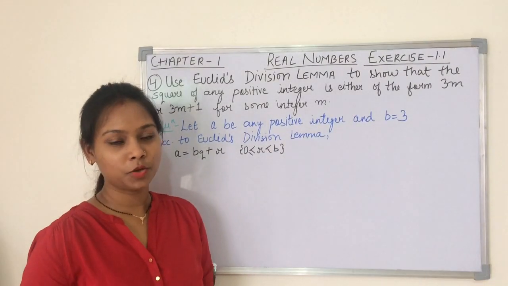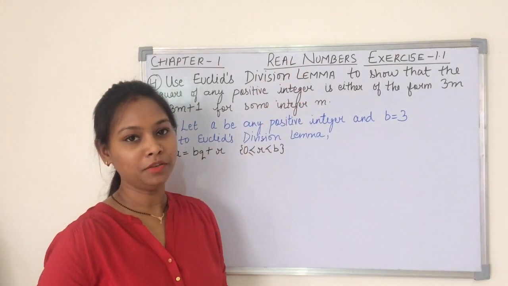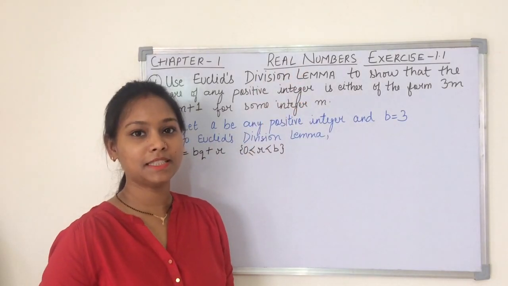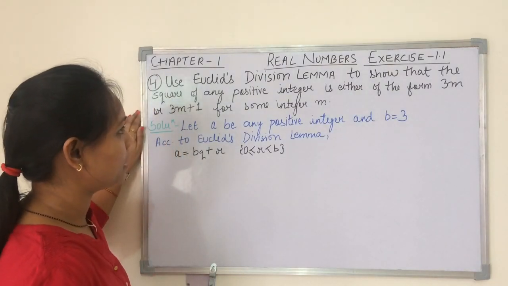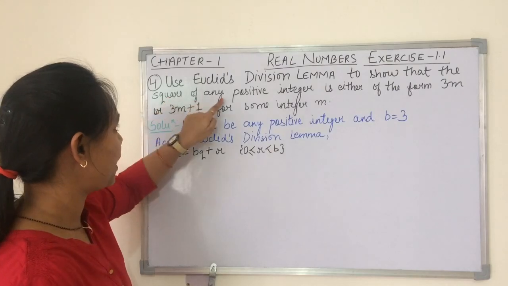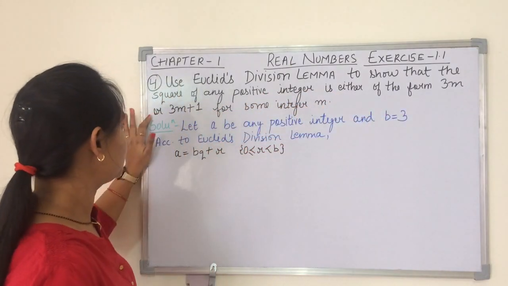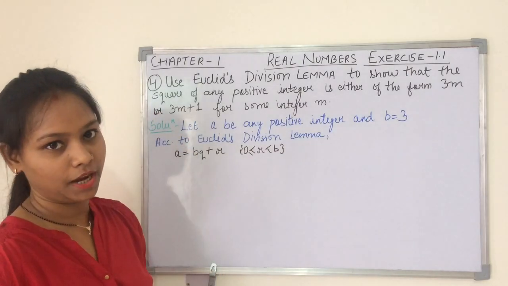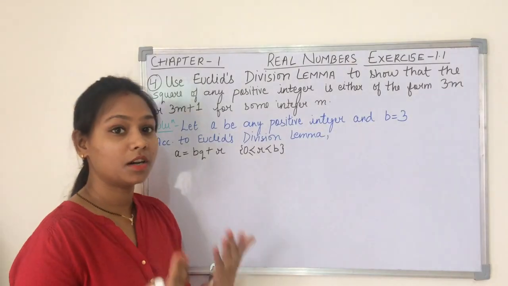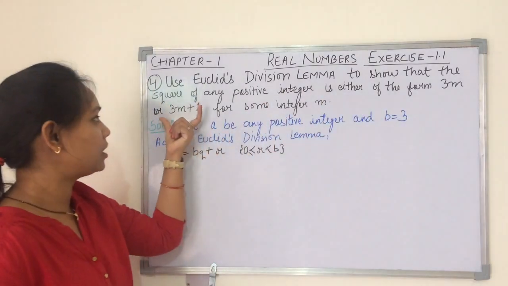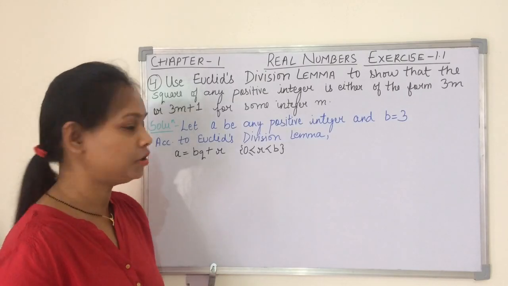Everyone, in today's video we will be doing question number 4 of exercise 1.1 from the class 10th mathematics NCERT book. The question is: use Euclid's division lemma to show that the square of any positive integer is either of the form 3m or 3m plus 1 for some integer m. हमें ये शो करना है कि किसी भी पॉजिटिव इंटीजर का स्क्वायर 3m या फिर 3m plus 1 के फॉर्म में हो सकता है. Let's start the solution.